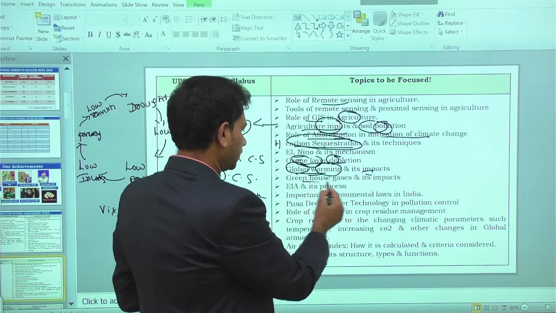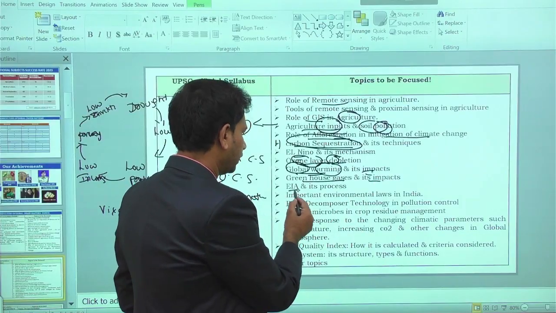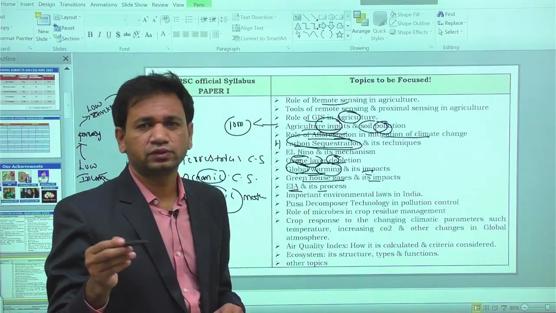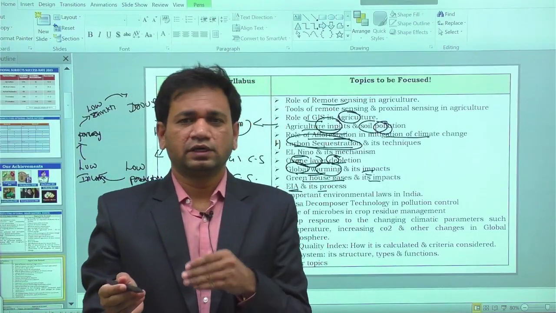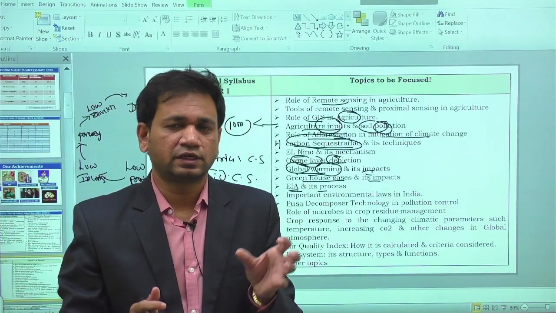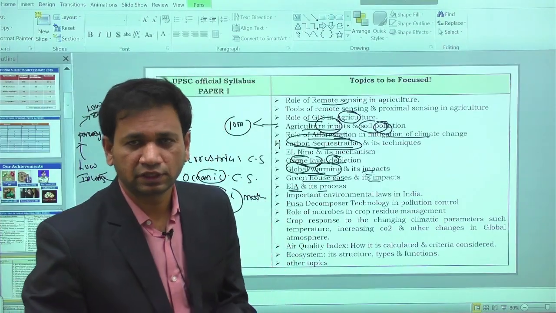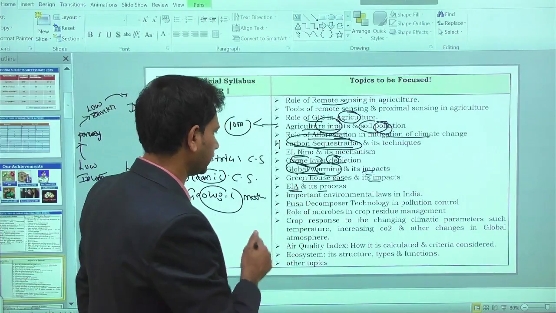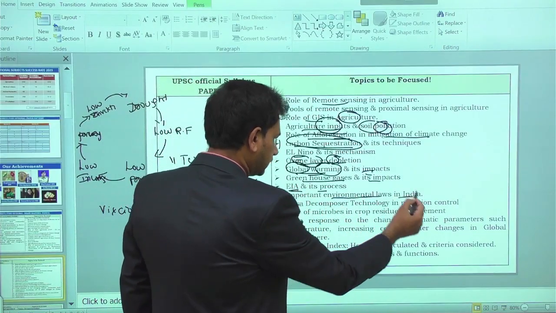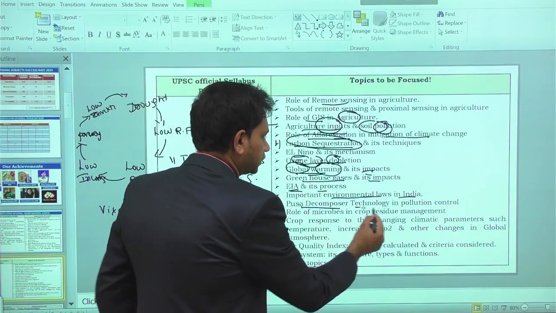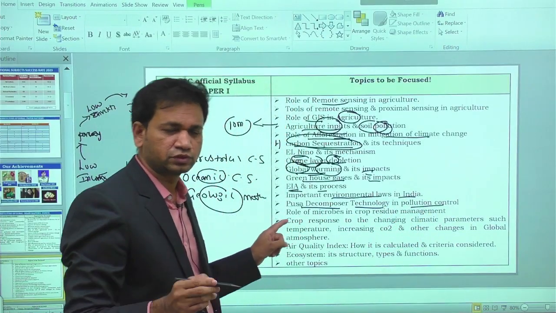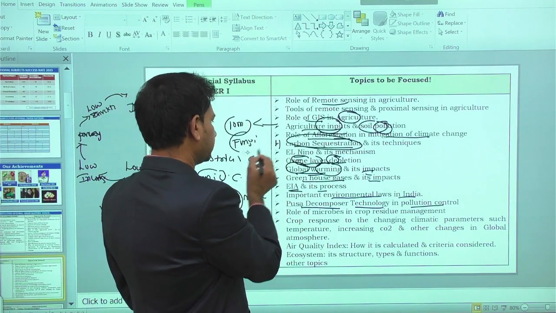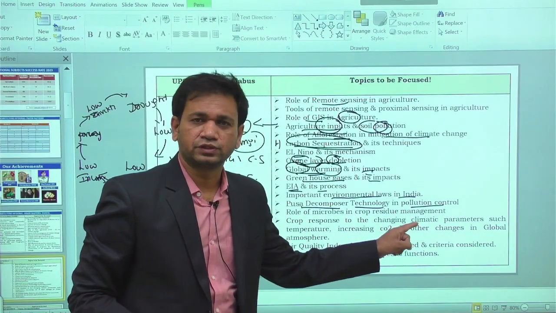Then we have greenhouse gases and their impact. Then environmental impact assessment and its process. Impact assessment means that if you want to develop any project, before approving it, prior analysis and economic feasibility will be estimated for the project from the environmental, economic and social perspectives. Then we have some environmental laws in India. Then we have Pusa decomposer technology in pollution control. Pusa decomposer technology is one of the fungi strains. With the help of the fungi strain, degradation of crop residue can be possible.